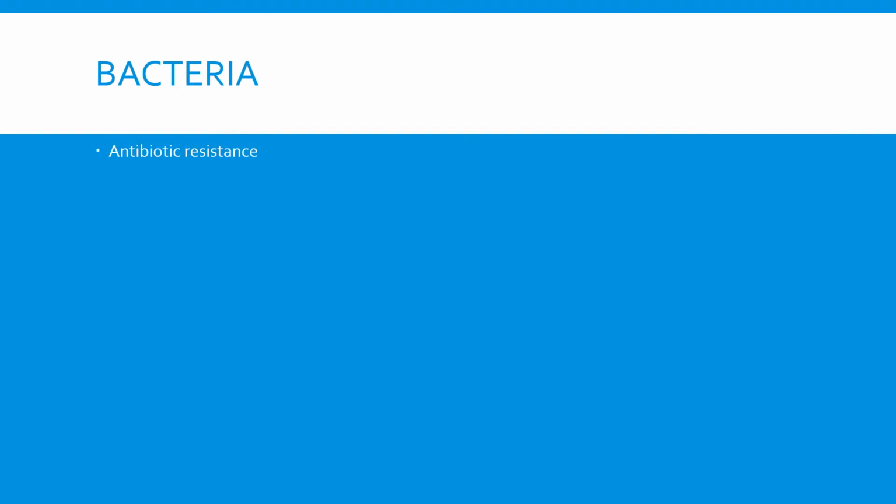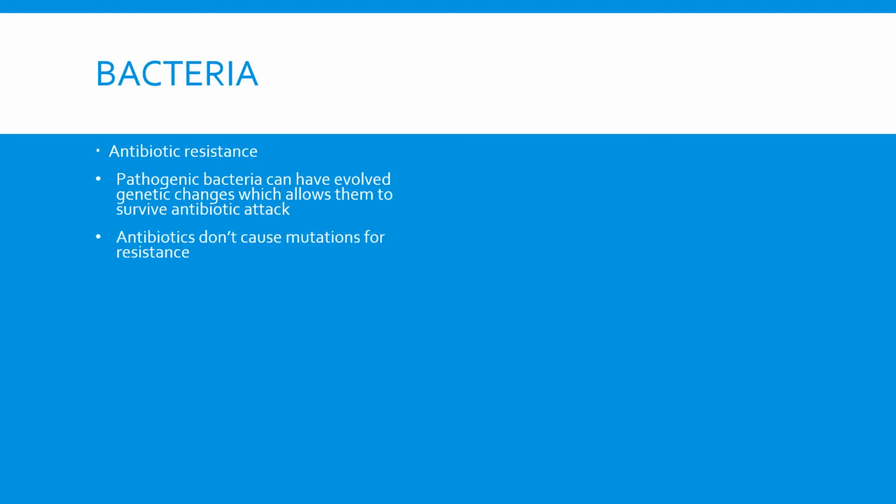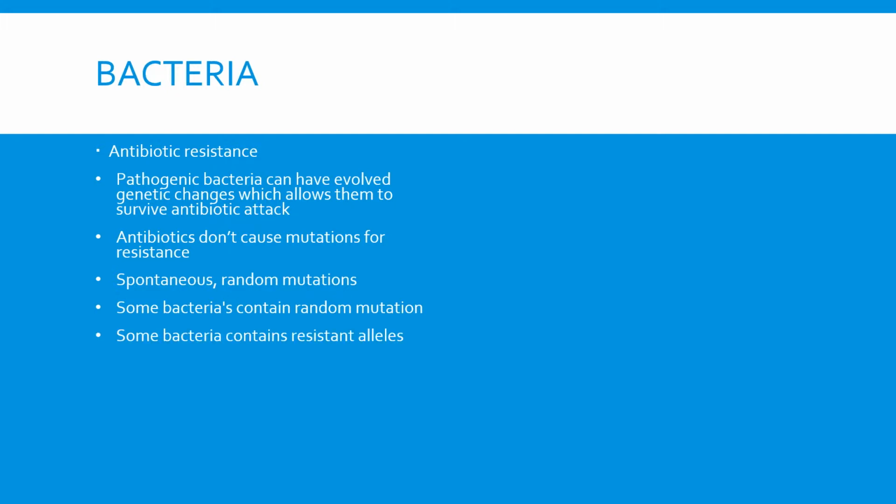Bacteria, antibiotic resistance. Well, this occurs when pathogenic bacteria have evolved genetic changes which allow them to survive. Pathogenic bacteria have evolved which can withstand antibiotic attack. Antibiotics don't cause mutations for antibiotic resistance. Spontaneous random mutations may occur. So within these bacteria, the random mutations mean that they have resistant alleles to that antibiotic.